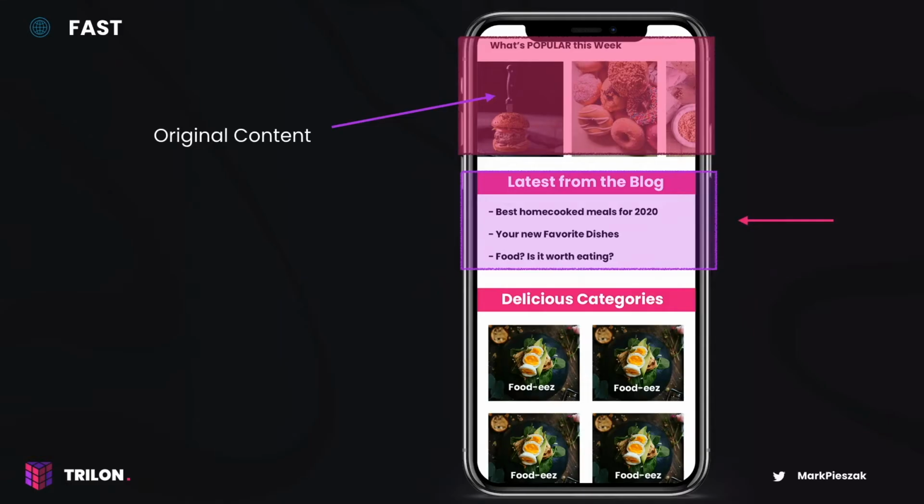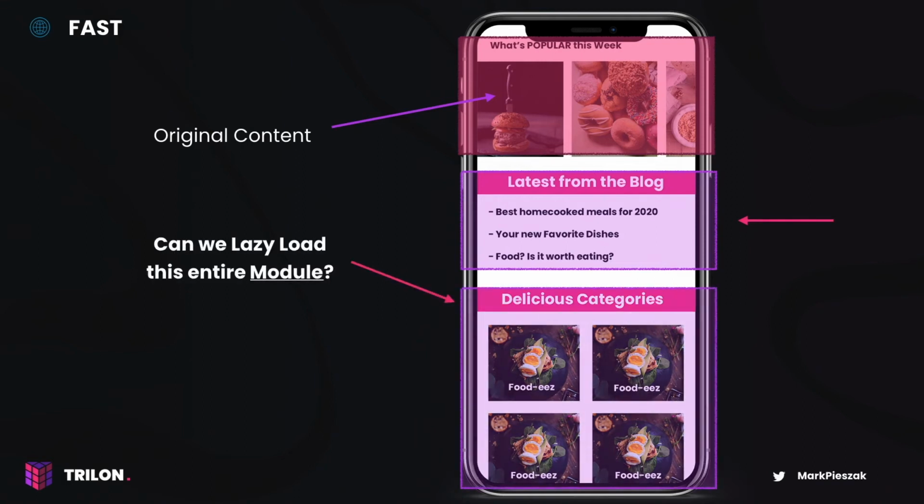Some things here, like latest from the blog, this is not a big performance hit, just a bunch of text. That's totally fine. But what about this area? Could we maybe lazy load this entire section? Maybe it's important. We can just lazy load the images. These are all decisions you can make, but these tactics will really, really help in the long run, performance-wise.